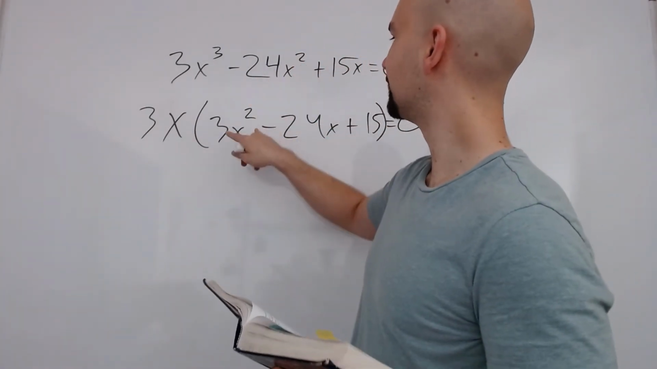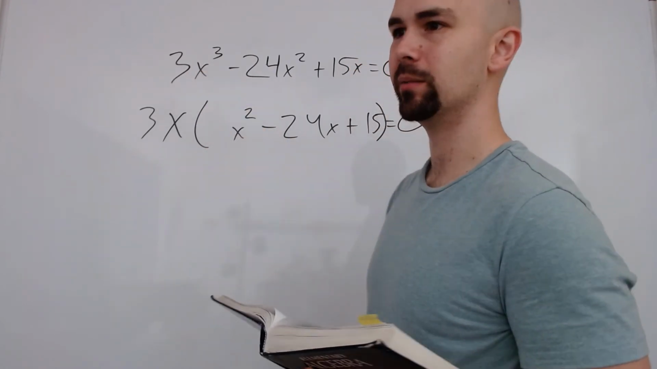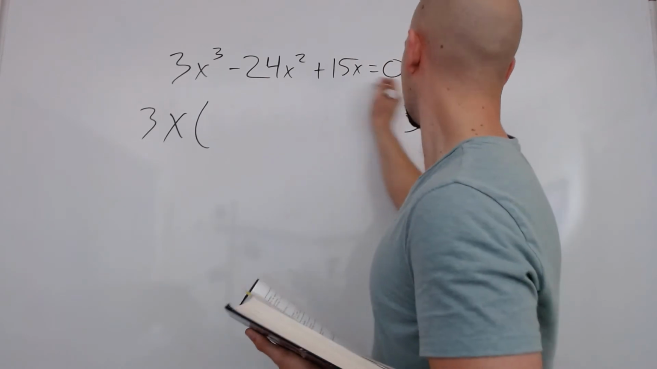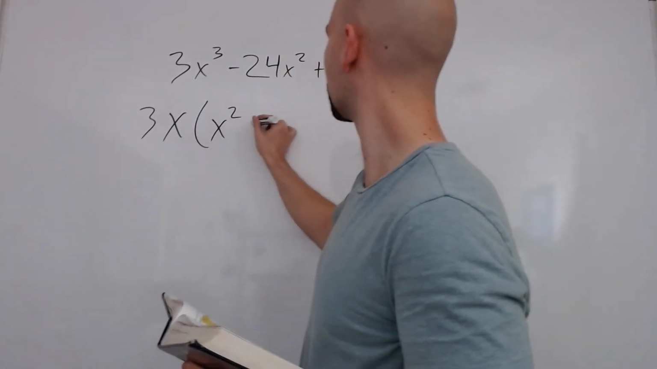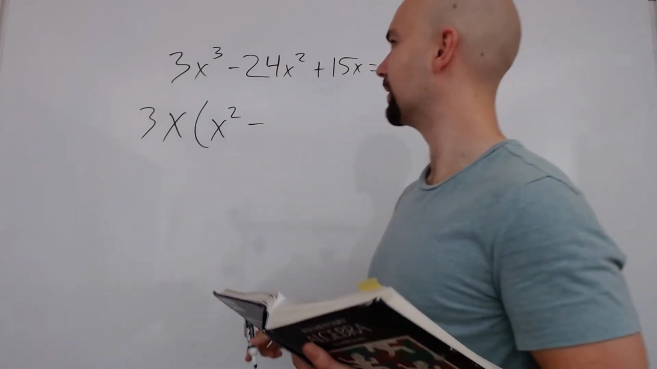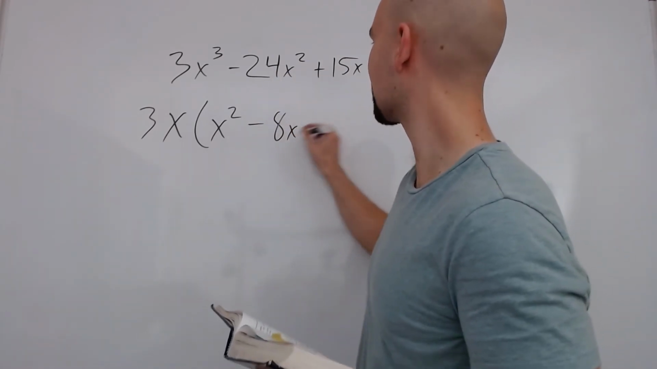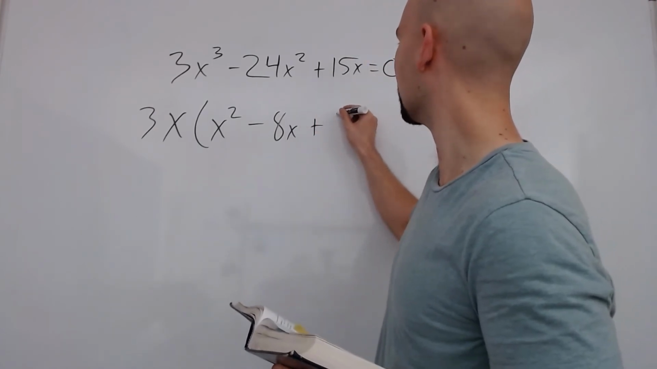So then x cubed divided by 3x is actually going to be x squared. Sorry for missing that. Negative 24x squared divided by 3x is actually going to be negative 8x. And then 15x divided by 3x is going to be 5.